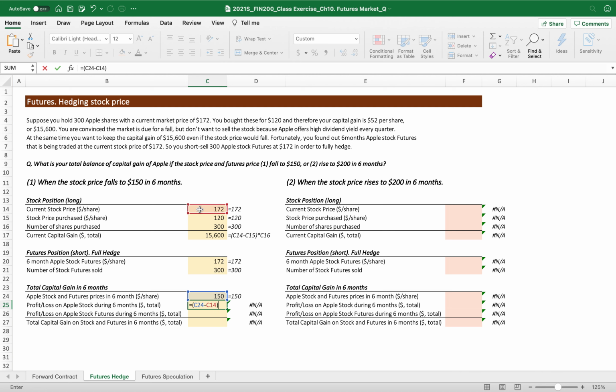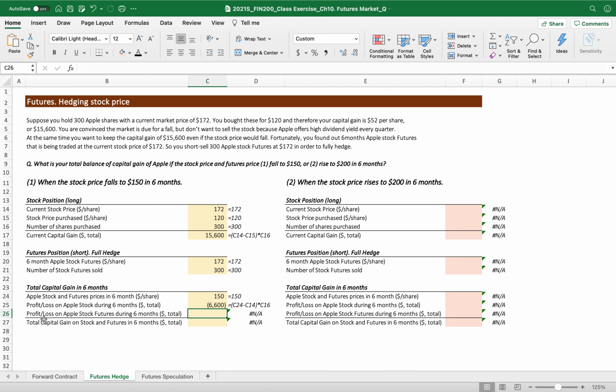So the difference times the 300 shares that you have, 6,600, is the loss during 6 months, from 172 to 150. You lost $22 from the 172.